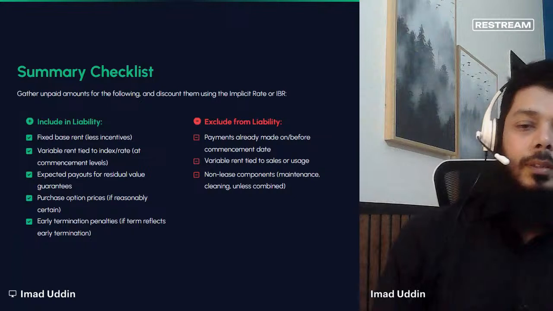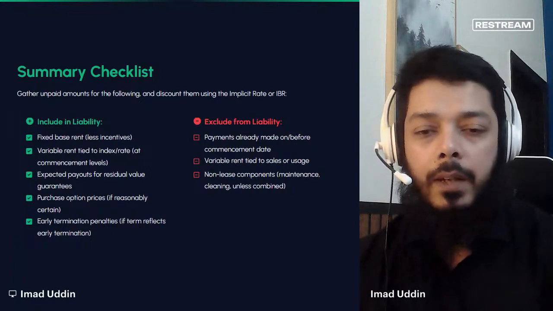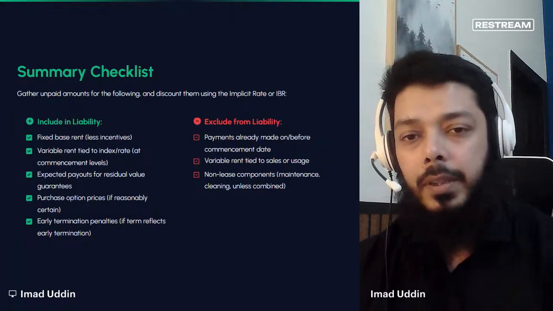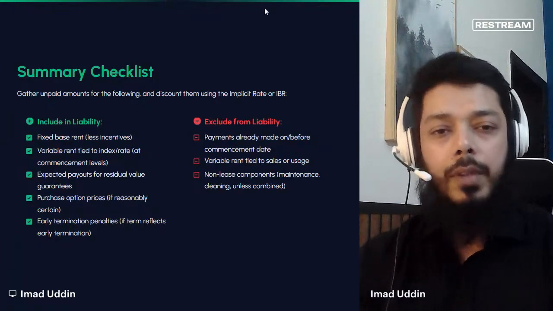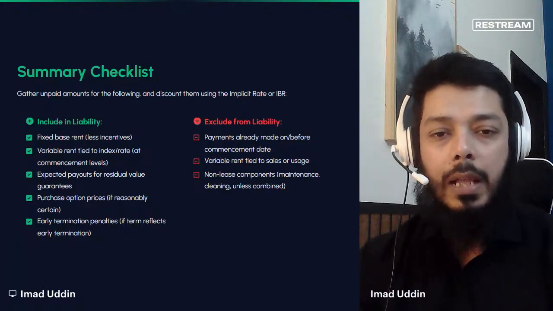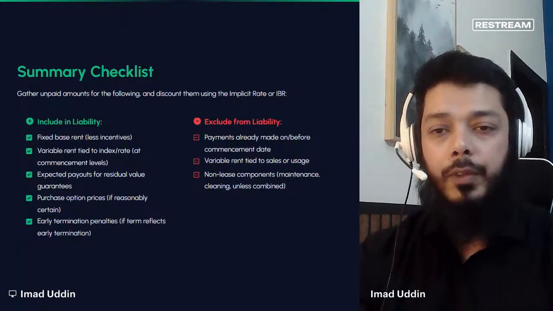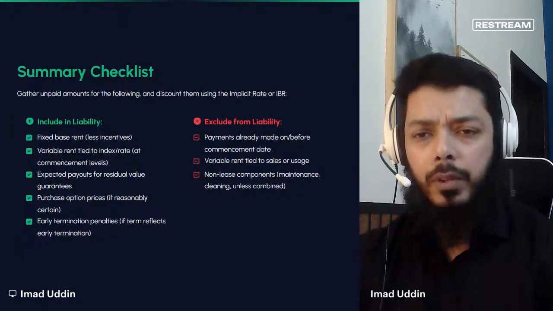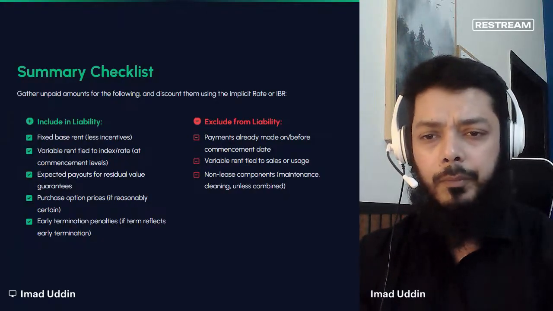So that was a quick conceptual overview of how we calculate, or initially measure, the lease liability. We have gone through the initial measurement of both the right-of-use asset as well as the lease liability. Now let's have a look at exactly what discount rates we use. We have gone through them conceptually, but let's see what it looks like in practice.